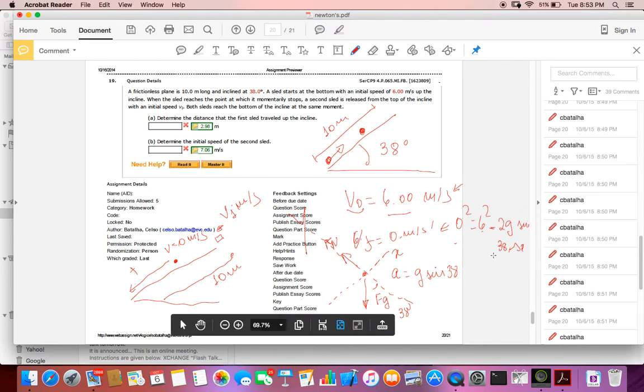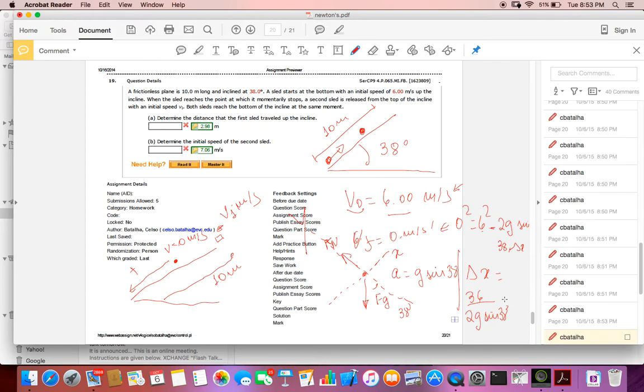So your del x is equal to 36 divided by 2g sine of 38. So you apply the equation given the conditions provided by the problem, right?